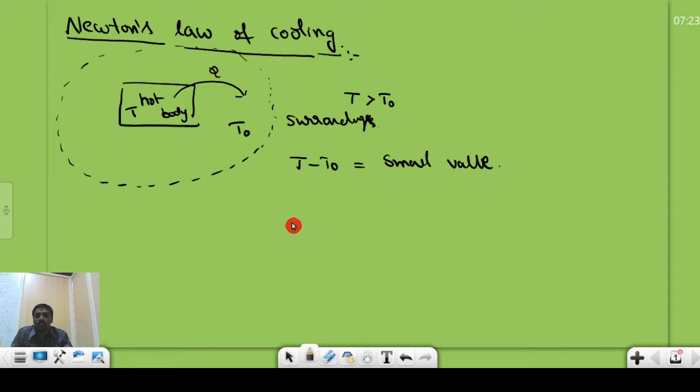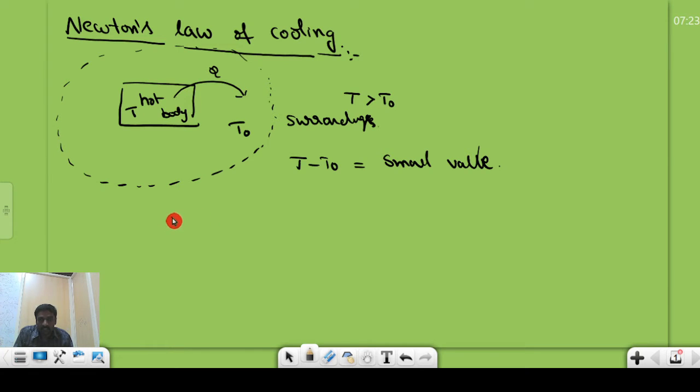Then only we can solve the problem easily, and then only we will apply this concept. If there is a large difference between the hot body temperature and the surrounding temperature, we are unable to use this concept. So what he assumed is that the rate of cooling of the hot body is directly proportional to the temperature difference between the hot body and surrounding.